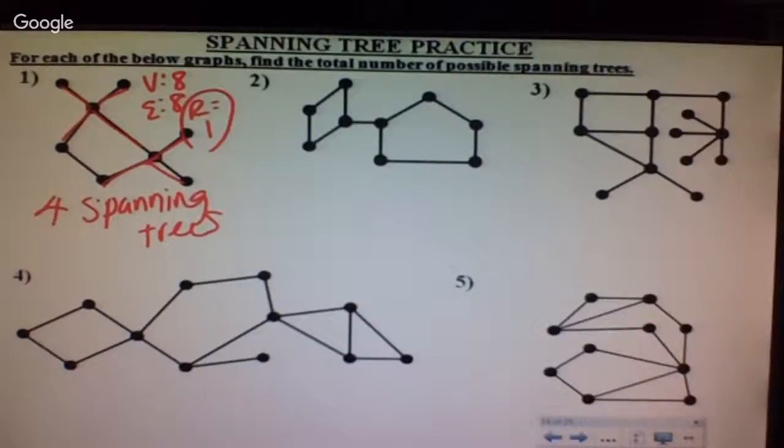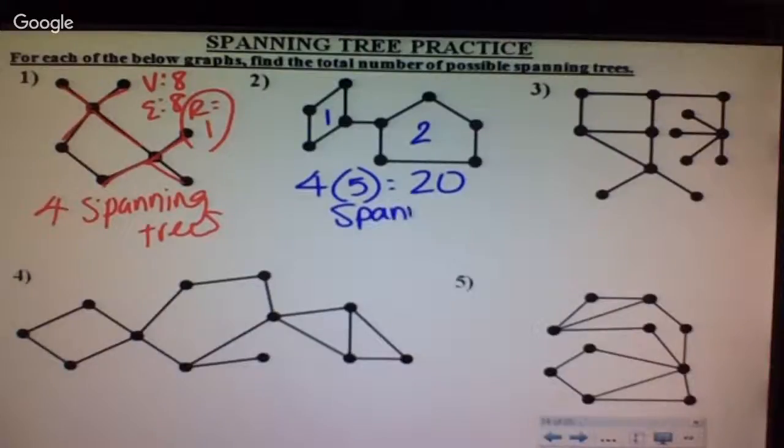Number 2, how many circuits do I have? 2. I've got this circuit and this circuit. Circuit 1 has how many edges? 4. Circuit 2 has? Do they share one in common? No. No, so we just multiply. There's 20 different ways that I can write a spanning tree.